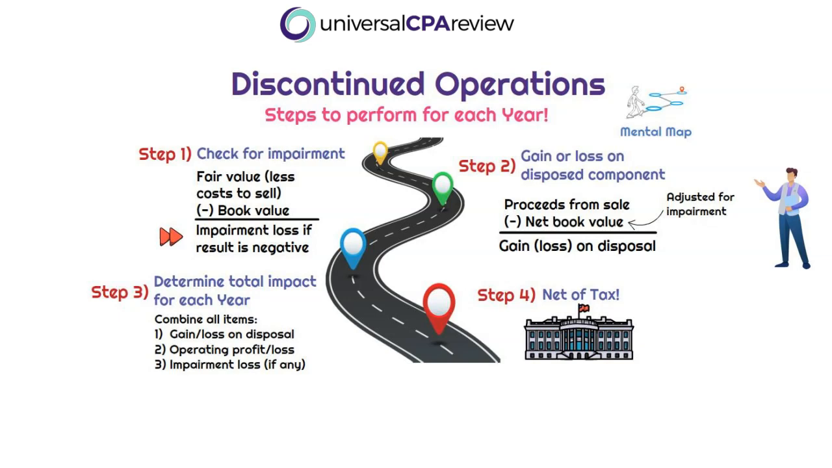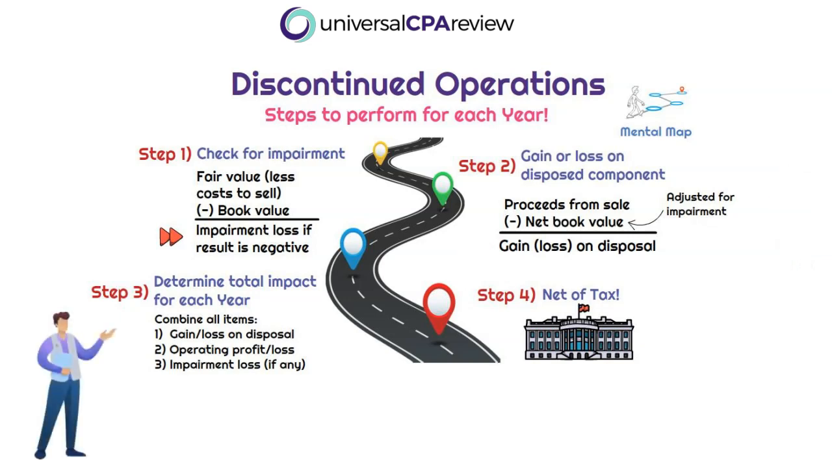And the calculation is simple. If the proceeds from sale is higher, well, we have a gain on disposal. If the proceeds from sale is less than the net book value as of the latest reporting date, then we would have a loss on disposal. So that's step 1 and step 2. Those may not be applicable for each year, so we're going to have to consider that depending on the year that the question's asking about.